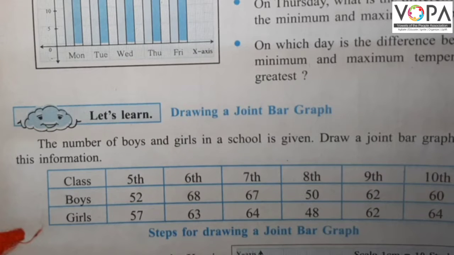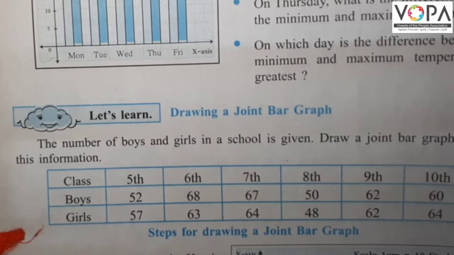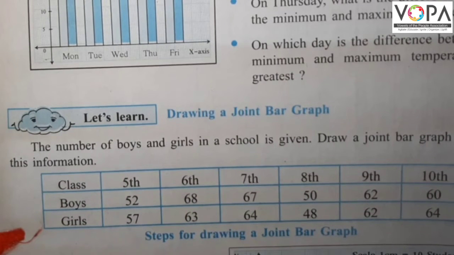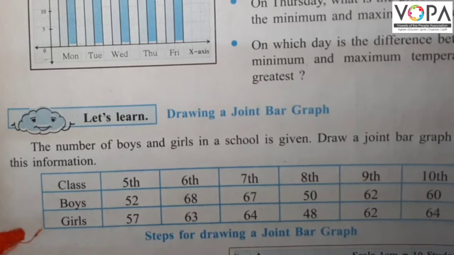Here, there are classes from 5th to 10th. In the 5th class, there are 52 boys and 57 girls. In 6th class, 68 boys and 63 girls. In 7th class, 67 boys and 64 girls.